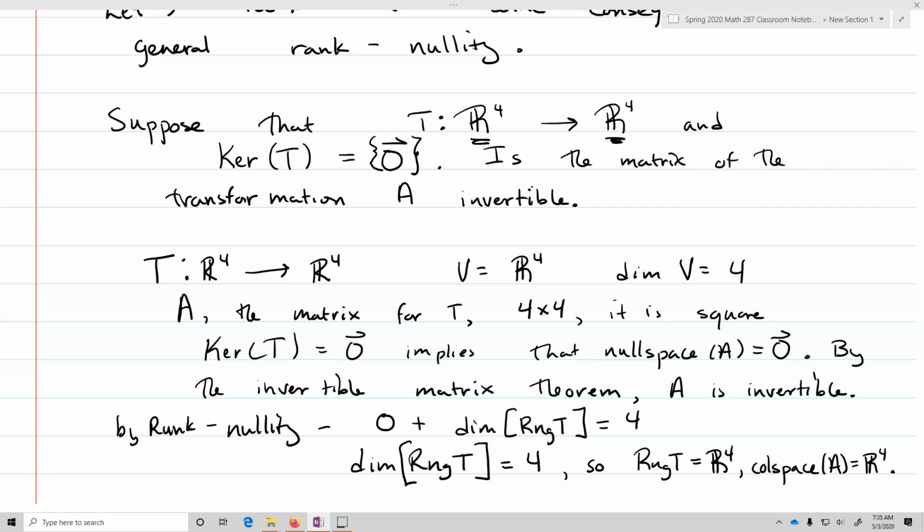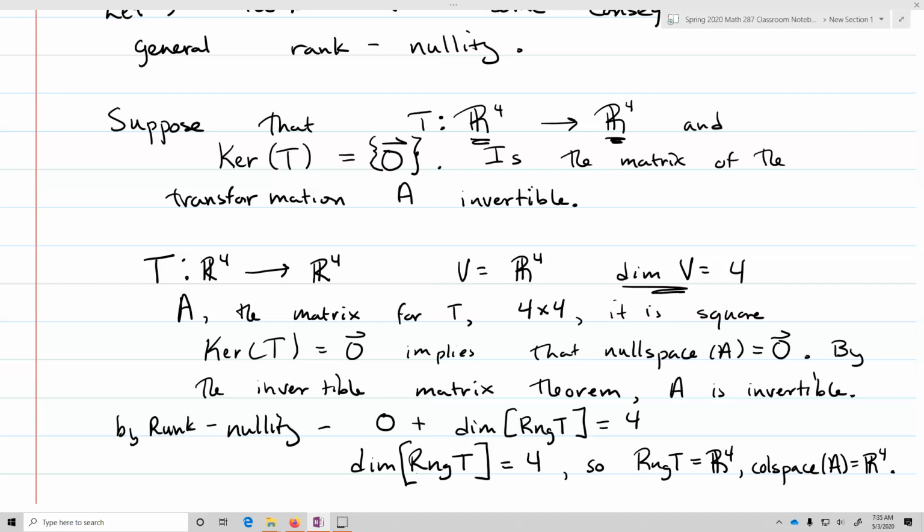Or conversely, we might look at the rank nullity theorem, and we say, okay, the dimension of the kernel of T is 0, plus the dimension of the range of T, well, that's my unknown, okay? That's going to equal 4, because that's the dimension of V by rank nullity. So my range of T is going to equal R4, because the dimension of the range of T is 4. So my column space of A is going to end up equaling R4, okay?